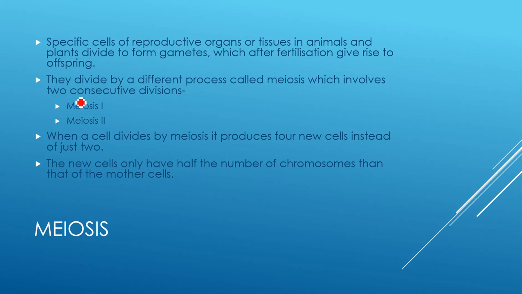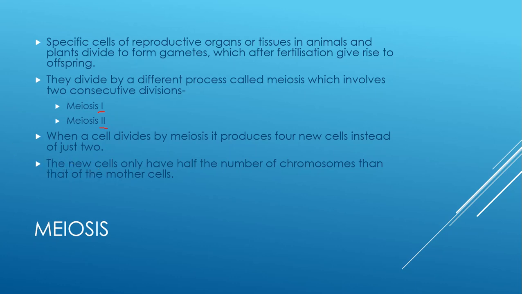Here, specific cells of reproductive organs or tissues in animals and plants divide to form gametes, which after fertilization give rise to offspring. They divide by a different process called meiosis, which involves 2 consecutive divisions. Here is the very first difference. You can see mitosis takes place in only 1 cycle of division, but in the case of meiosis, 2 cycles of divisions are involved. Number 1 is meiosis first and number 2 is meiosis second.